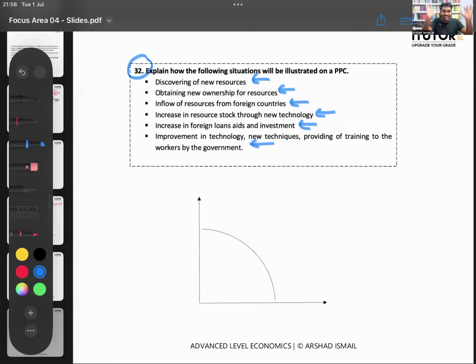So here, most of the determinants are increasing, no? So this is a rightward shift. PPC will shift right. So same way or outside, rightward shift, or you can say outward shift.